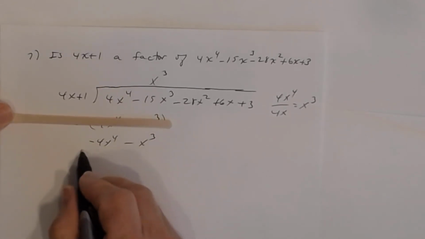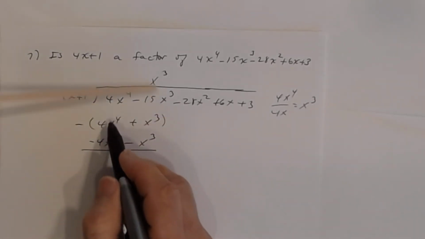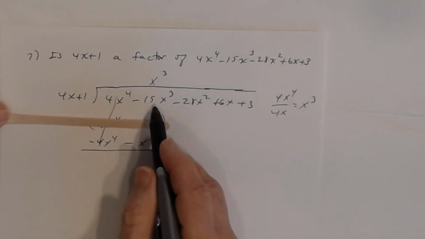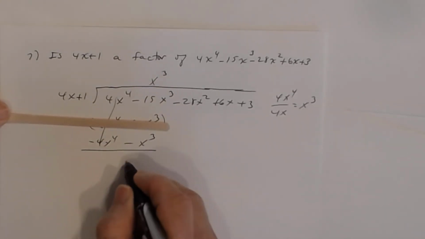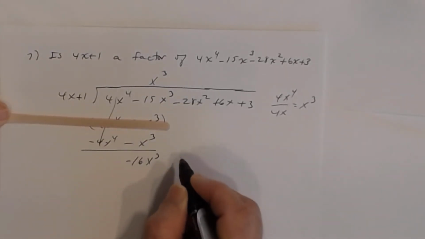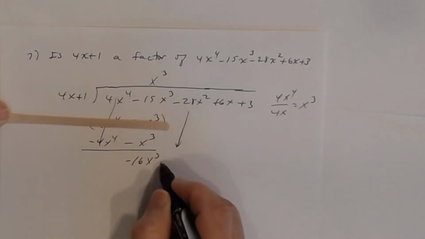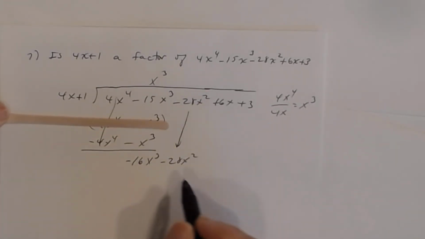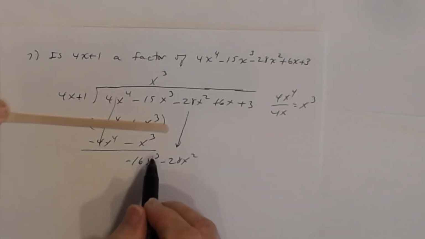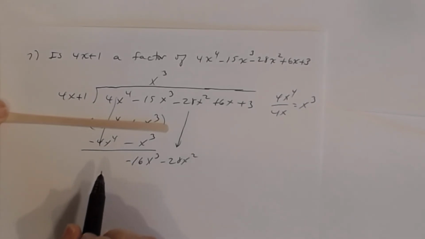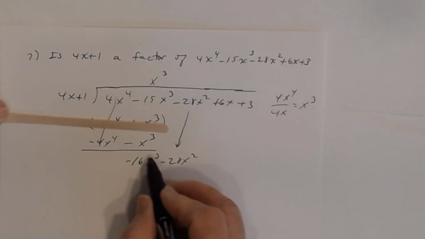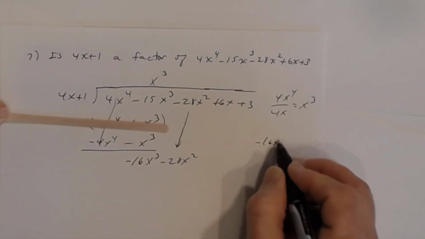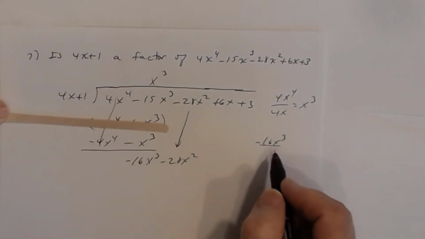And then we're going to add. When I add those, that's 0. A negative 15x cubed and a negative x cubed is a negative 16x cubed. Then you bring down the next term, negative 28x squared. And then you do the process over again because this is 3, this is 1, so I can go further.